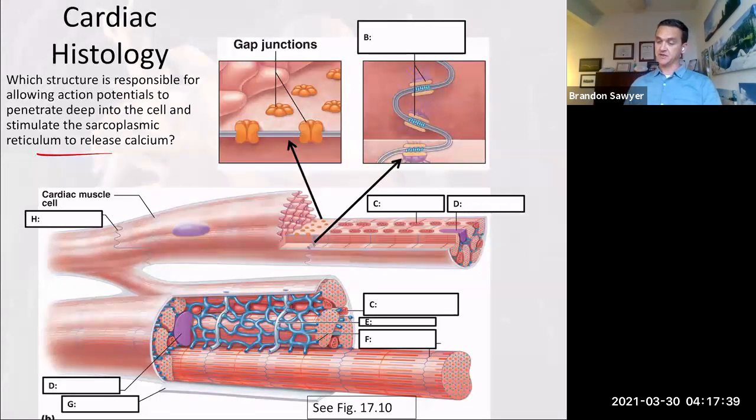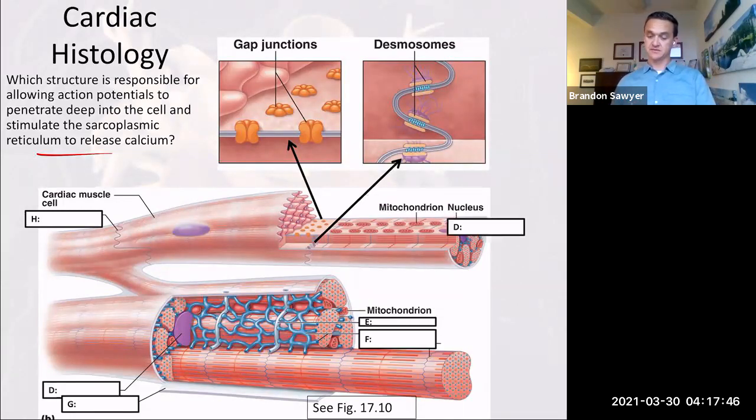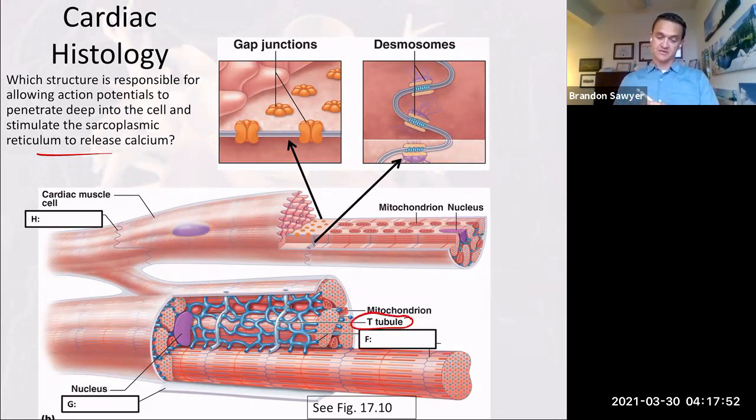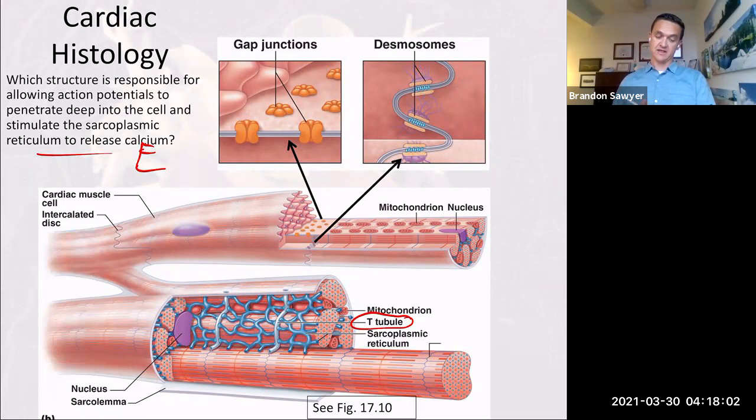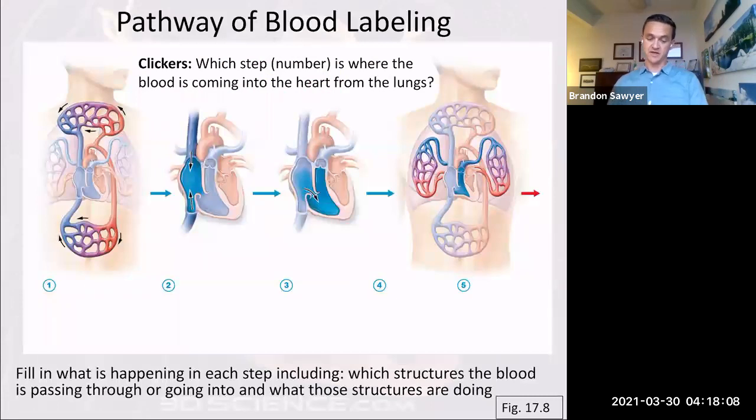So A is those gap junctions. B is those desmosomes. Those are 2 things in those intercalated discs. C are the mitochondria. D is the nucleus of the cells. E is a T-tubule, and that was the answer to this question here. Okay. F is the sarcoplasmic reticulum. That's what holds onto the calcium for us. Okay. G, sarcolemma, is just the membrane, and then H are those intercalated discs that contain these 2. Okay. So those are the structures you need to know there.